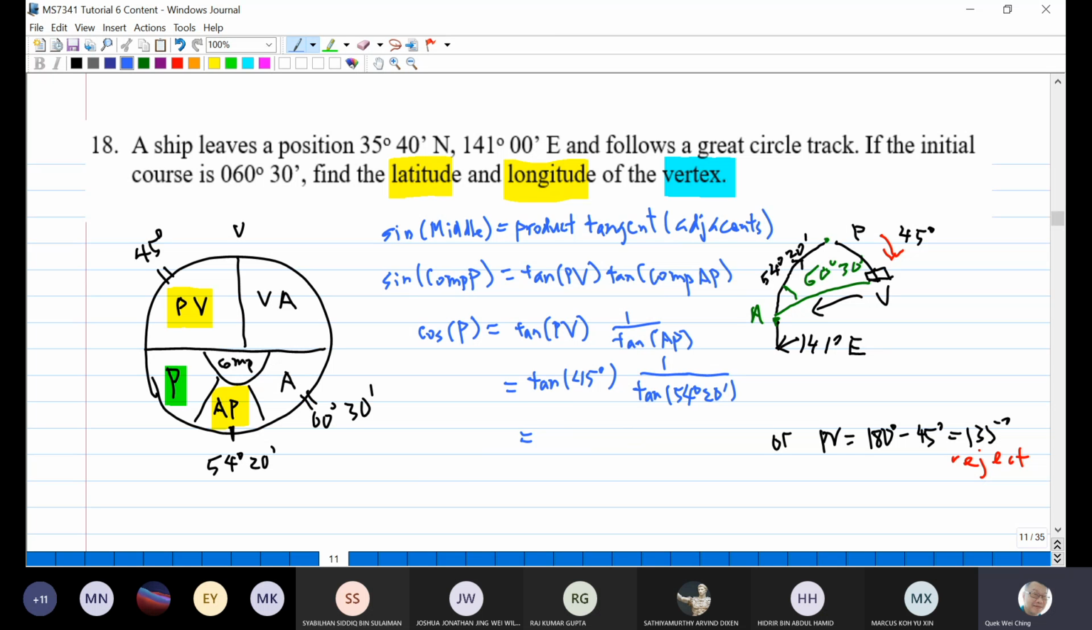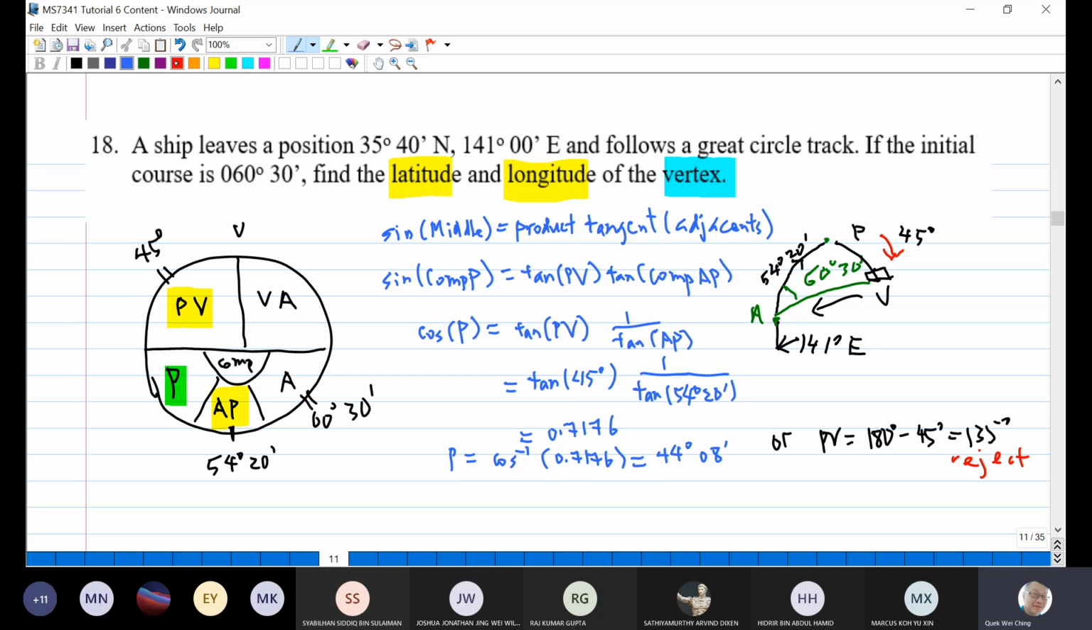It's 0.7176. Okay, 0.7176. So P is equal to cosine inverse now, 0.7176. And this will give you 44 degrees, 8 minutes, and this is angle P. So from here I can find the longitude of V now.